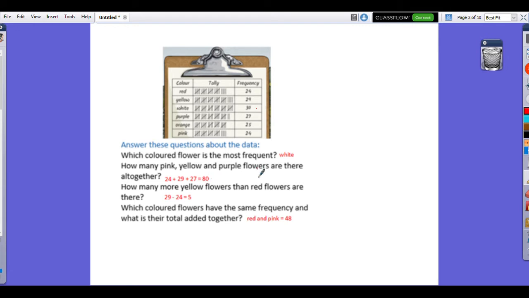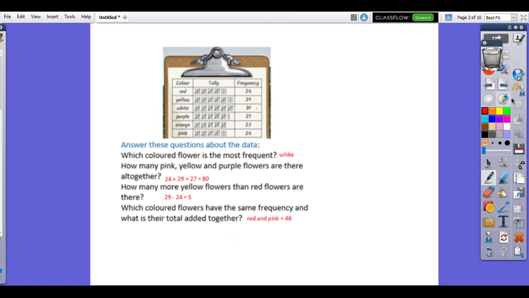Question 3, how many more yellow flowers than red flowers are there? Well, there were 29 yellow flowers and 24 red flowers, so you needed to take those two away from each other and you would have ended up with an answer of 5. And finally, which coloured flowers have the same frequency and what is their total added together? Well, red and pink have the same frequency and when you add them together, there were 48. Hope you did okay with that question. Let's move on to the next slide when you're ready.